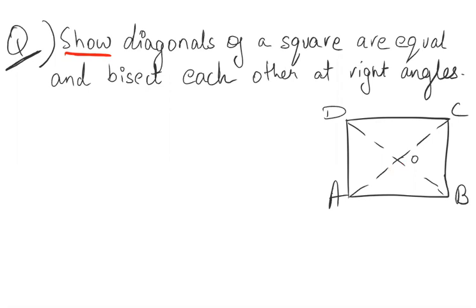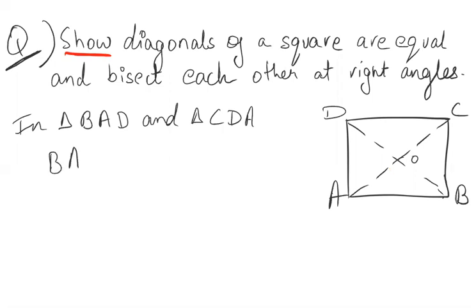So let's do that first by starting in triangle BAD. Please look at the diagram if you don't know what the triangle is. And triangle CDA. This triangle and that triangle. So we have BA is equal to CD since it is a square. All sides are equal. Remember the properties.